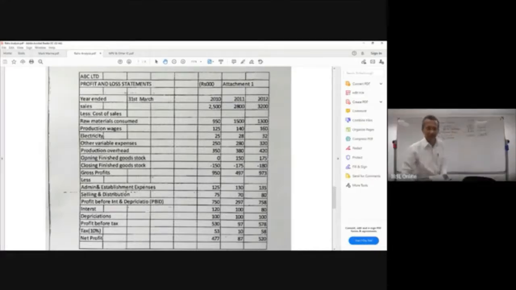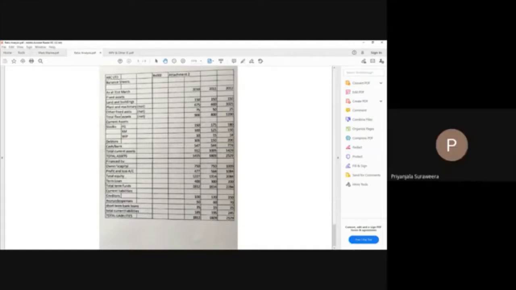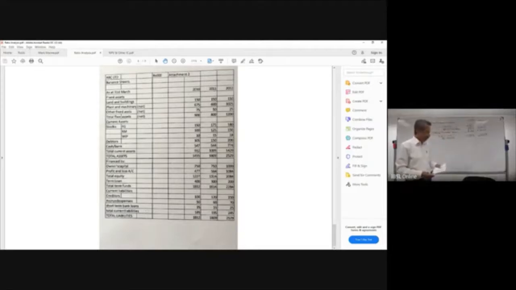Now we go to the balance sheet. Average stocks. Now stocks. They have given finished goods, raw material, work in progress, right? So we'll have to add all those. In 2010 it is 260. In 2011 it is 315. So 260 plus 315 divided by 2. How much?